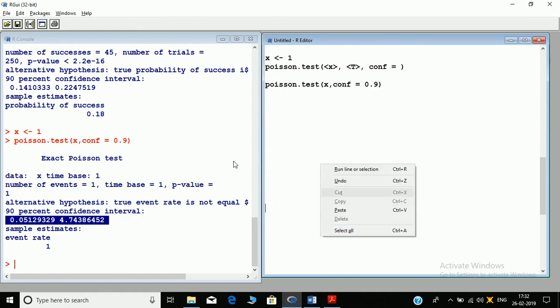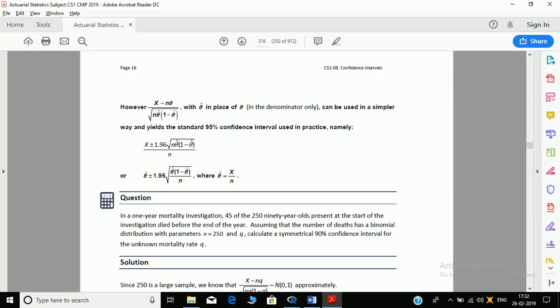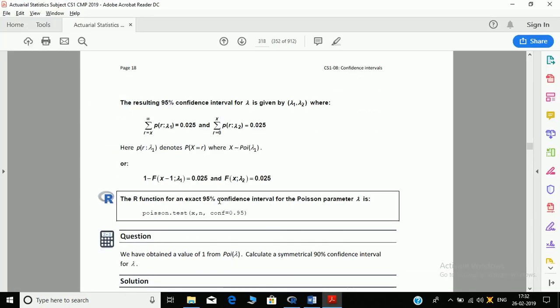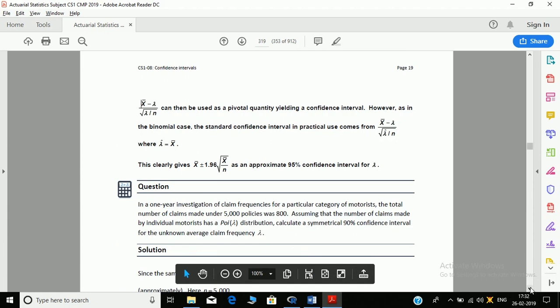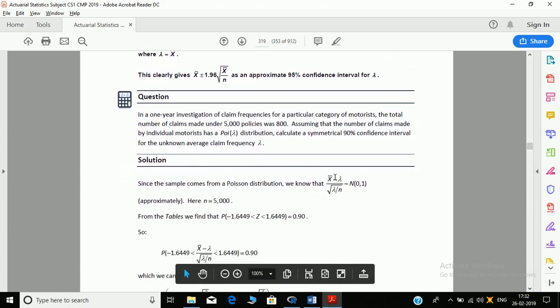Again let's see the statistic for normal approximation. For Poisson, it is x bar plus or minus 1.96 into root over x bar by n, or maybe we can see this: x bar minus lambda by root over lambda by n. Same sum we will deal with now. So it is x bar minus lambda over root lambda by n, which follows normal 0, 1.